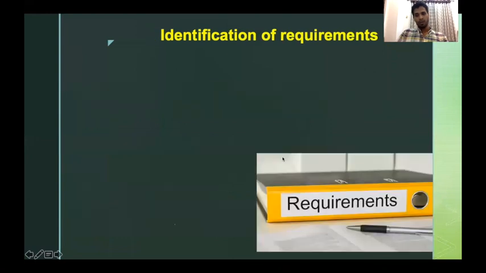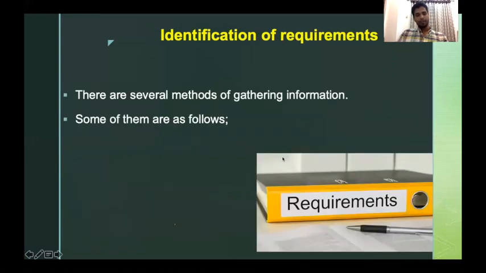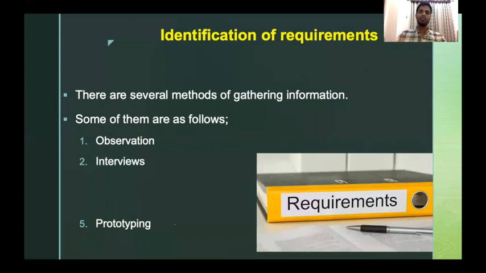So now, there are some methods we use for gathering the requirements. Number one, observation. What do you mean by observation? It is nothing but simply going to visit, seeing what is happening there, and taking it down. This is observation. Second, interview. Third, questionnaires. So we can prepare some question papers.